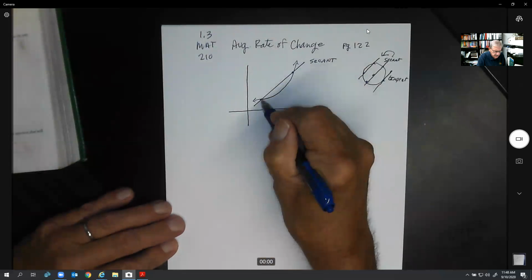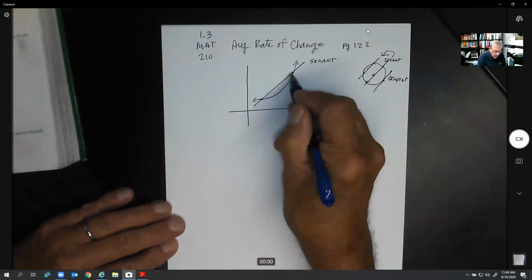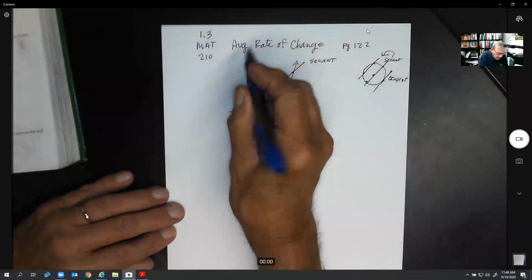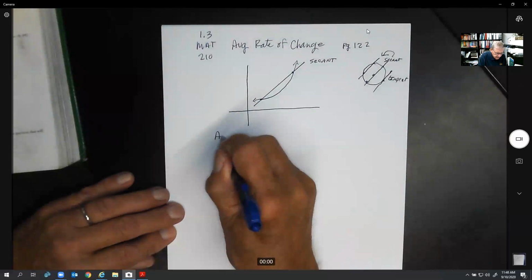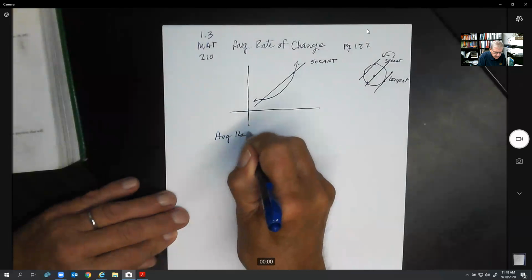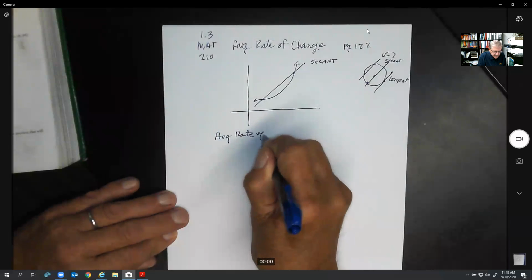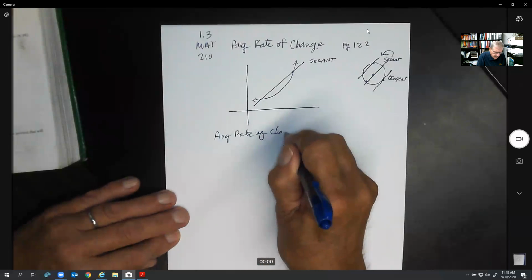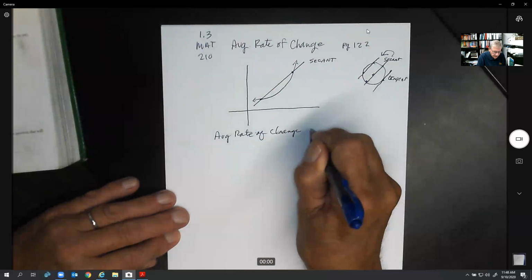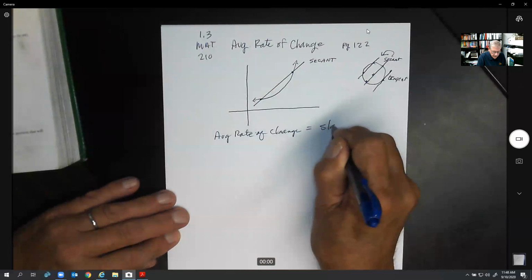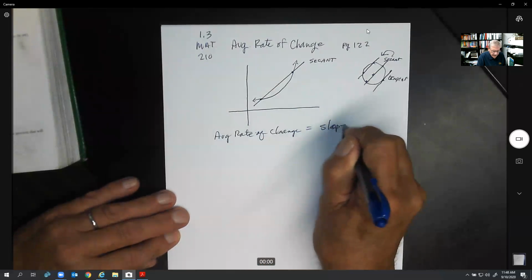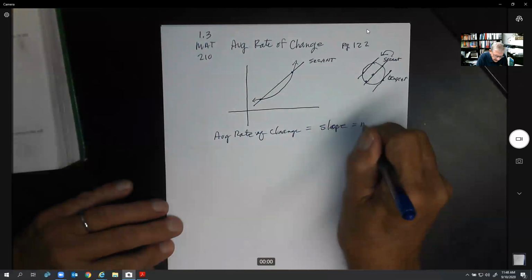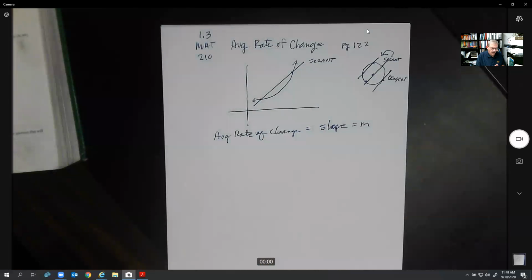Thinking of this as just a straight line, the rise over the run is called the slope. And that's very important because we're going to talk about average rate of change. Average rate of change is simply the slope of the line, m. I remember when I went to calculus, I didn't know that, it's just the slope of the line. That's all it is. That's what we're going to try to find.